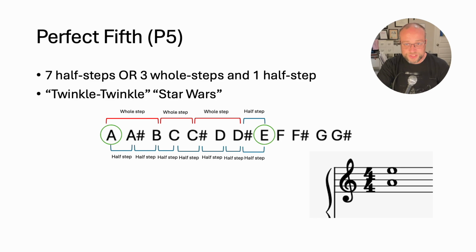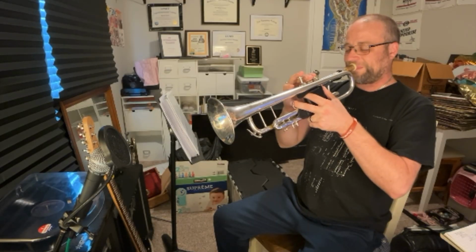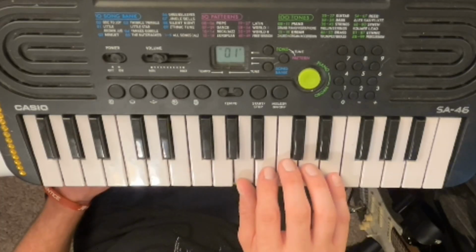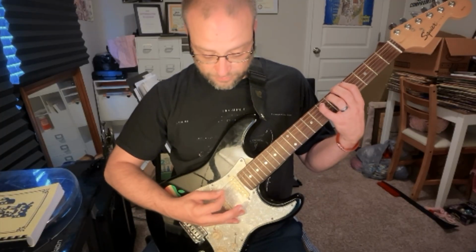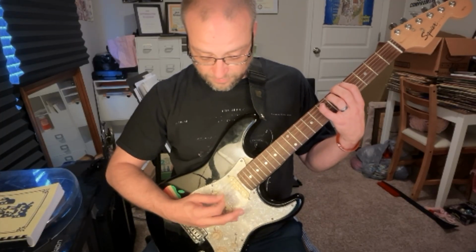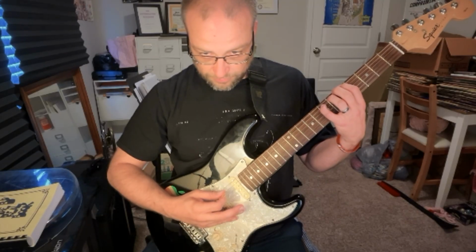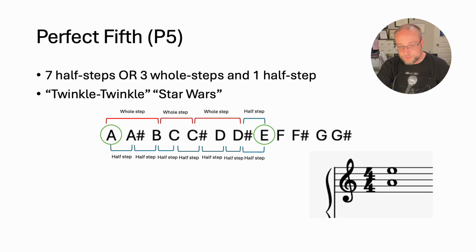Perfect fifths are notes separated by 7 half steps, or 3 whole steps and 1 half step. A couple of examples of perfect fifths are the first two notes of Twinkle Twinkle, or the first 2 notes in the main theme to Star Wars.